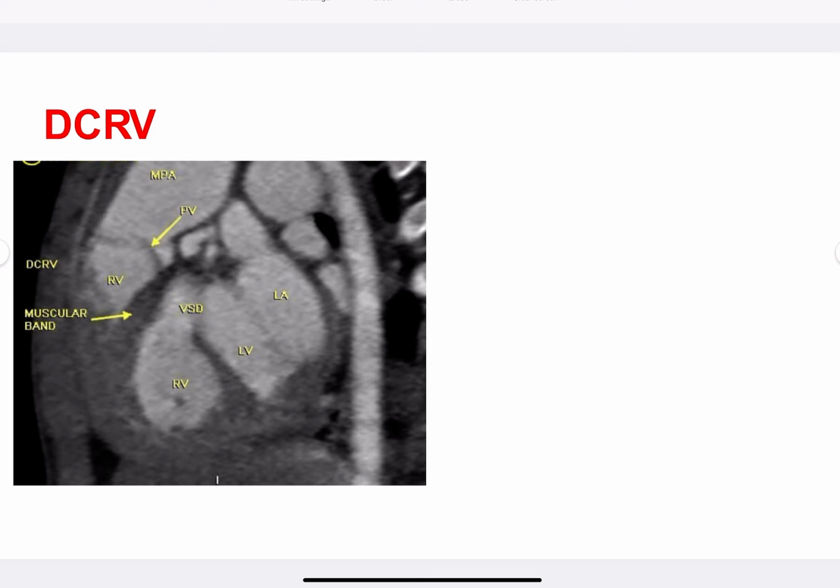So this was an example of double chambered right ventricle, where we can see the muscular band is dividing the right ventricle into two chambers.